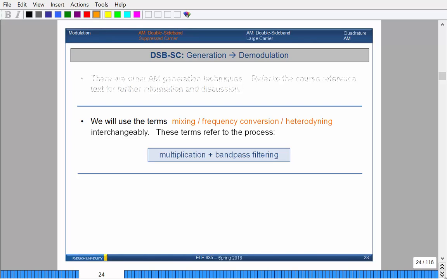Just as a matter of convention, when we talk about frequency conversion, heterodyning, or mixing, what we actually mean is performing a multiplication so that you're taking your spectrum and moving it over to a certain center frequency, and performing a bandpass filter so that you get the spectrums that are moved over by a certain amount. So multiplication and bandpass filtering is what is known as mixing or frequency conversion. You're taking your baseband signal, which is the message signal, and moving all the frequency components over by a certain amount. That process is known as mixing, heterodyning, or frequency conversion. You're converting all the frequencies up or down by a certain amount.